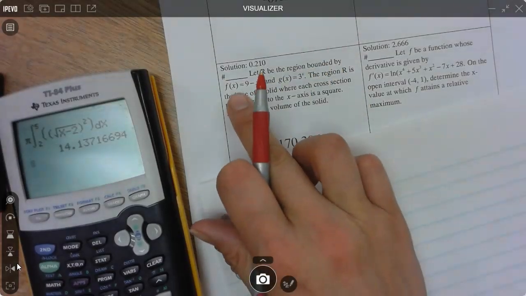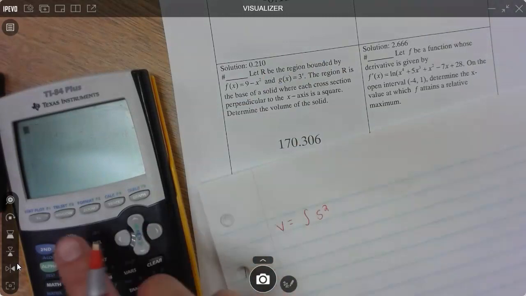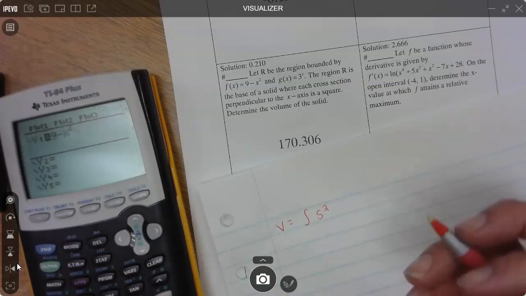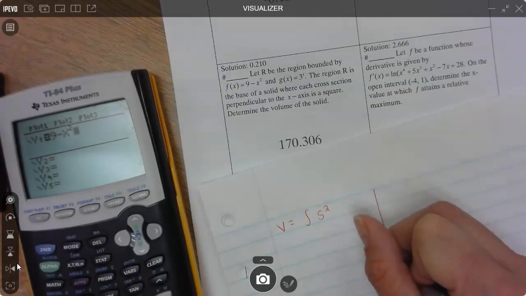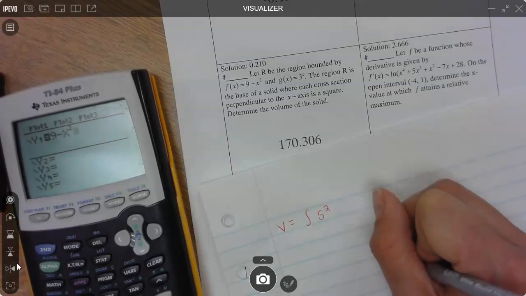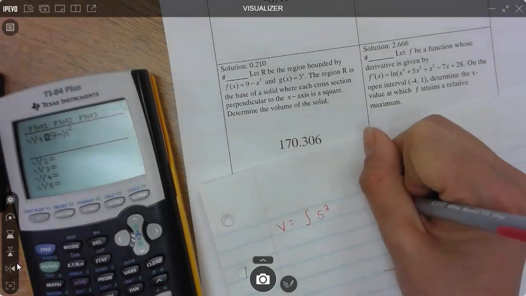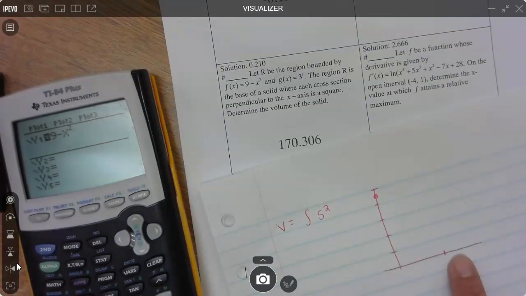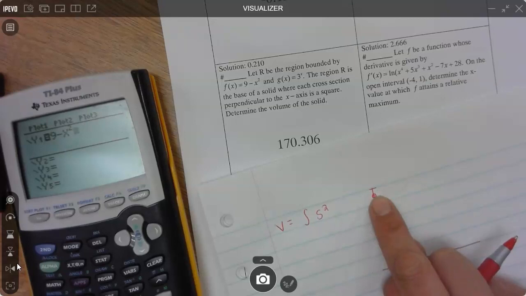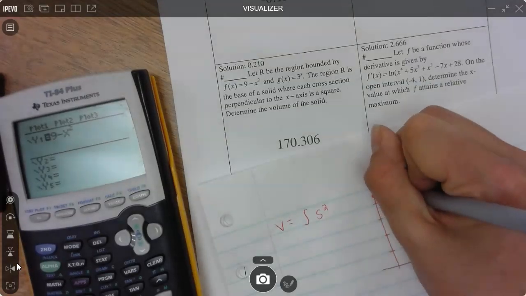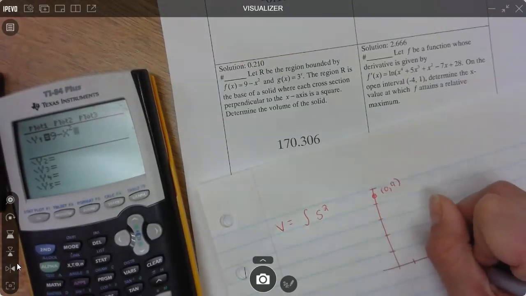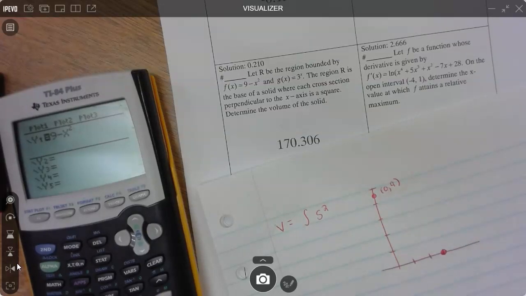So it's bounded by, I'm just going to graph this so I kind of see it. 9 minus x squared. So good for me, if it's bounded by 9 minus x squared, I know that's going to be a quadratic open down with a max height of 9. So I know this is going to contain the point 0, 9, and then it's also going to go through 3, 0.